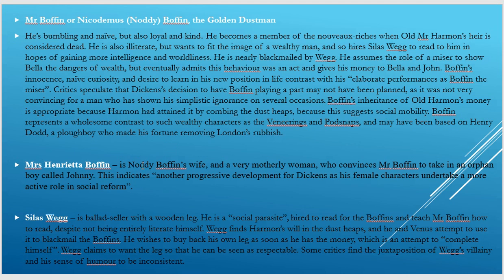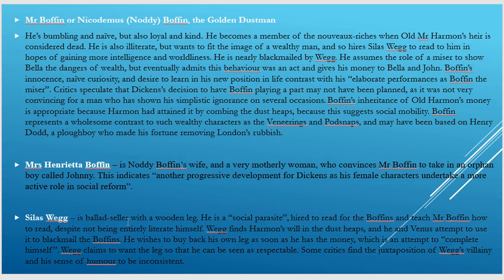Mrs. Buffin, she is Buffin's wife, and in that part, what we need to know about her, she adopted Johnny. She adopted Johnny, the orphan kid, and she had kind of what we call a developmental character, and later on she changed her social class, and she has that ability to be in social reform.